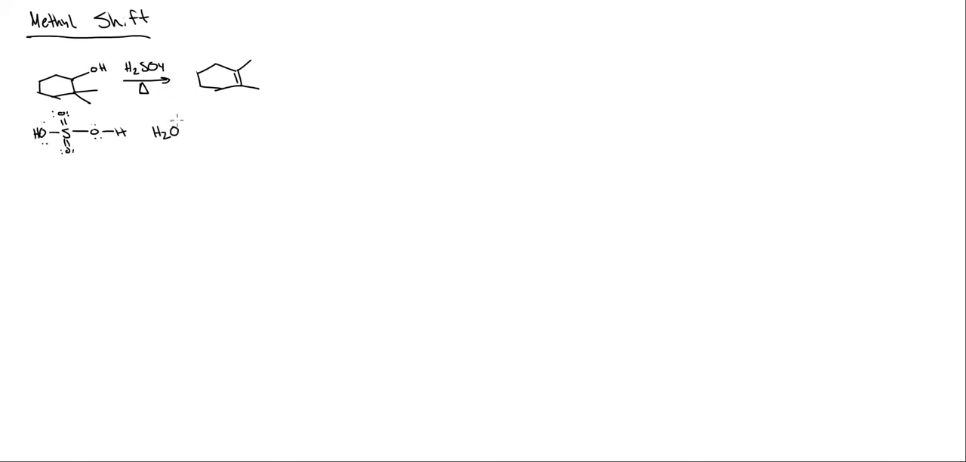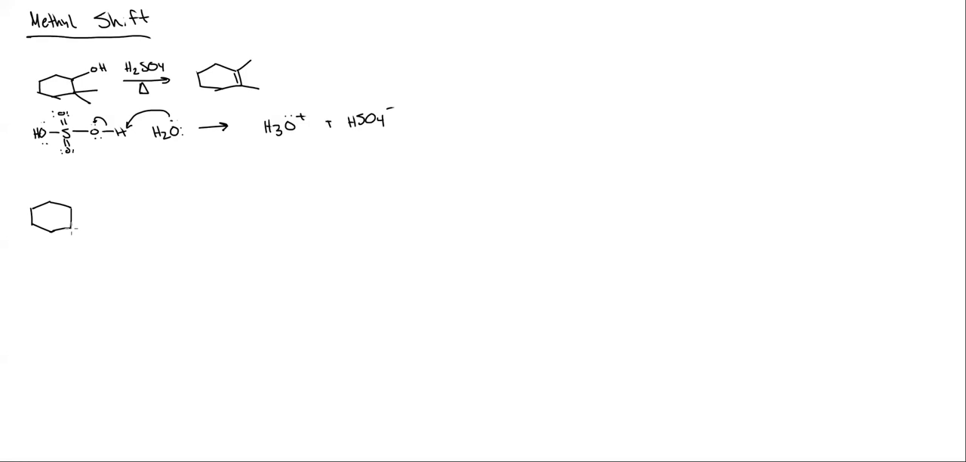And then water. So then this is going to give me hydronium, H3O plus, and HSO4 minus. Okay, so now we made hydronium. And again, this is a 2 degree alcohol, so it's going to go through an E1 mechanism, right? Not E2. So we're going to form a carbocation, and that's why we have our shift, right? That's why we have the shift.